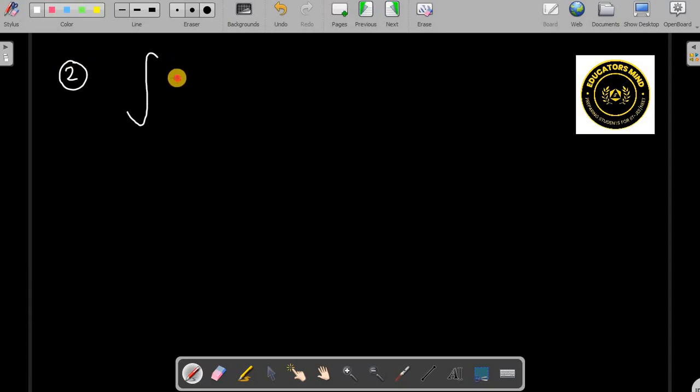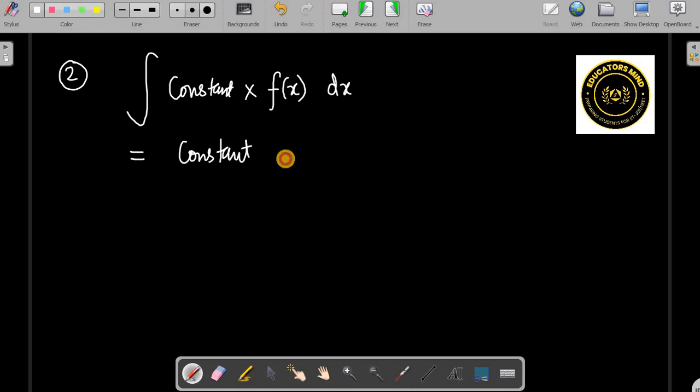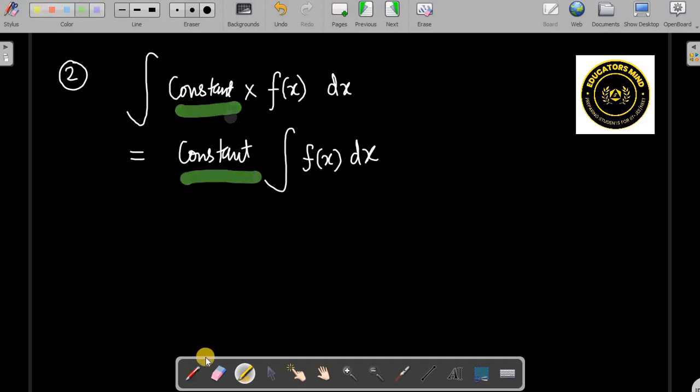Okay, then let's take second. If there is any constant multiplied with some function f of x dx, then this constant can be taken out. I think we have seen this during some formulas. Constant can be taken out of the integration, right? Just like in differentiation the constant comes out, same way the constant will also come out here. Okay, like this we can do.